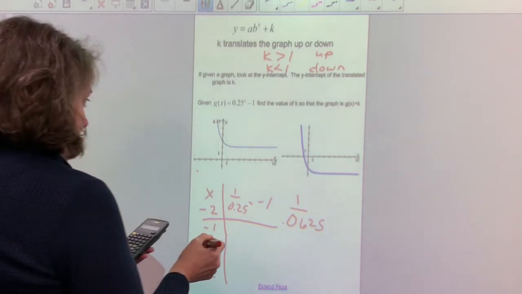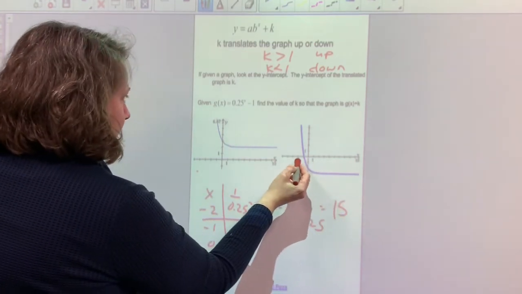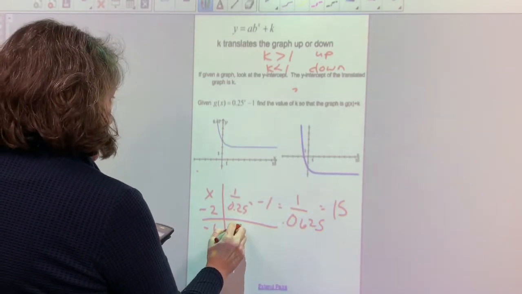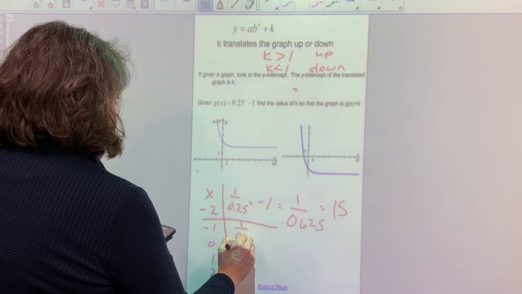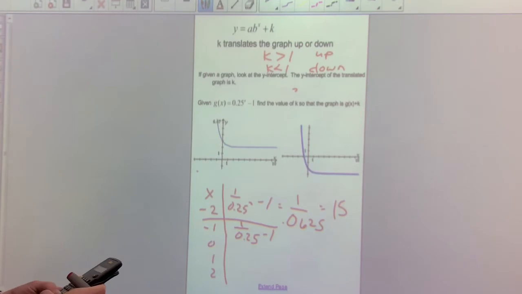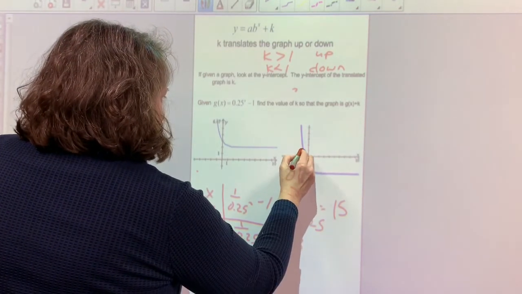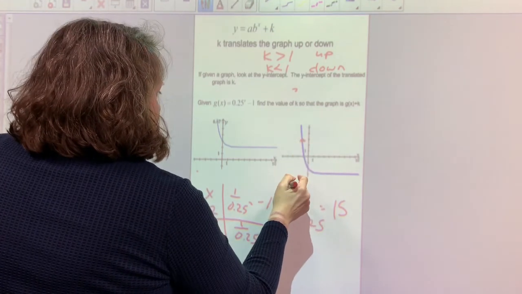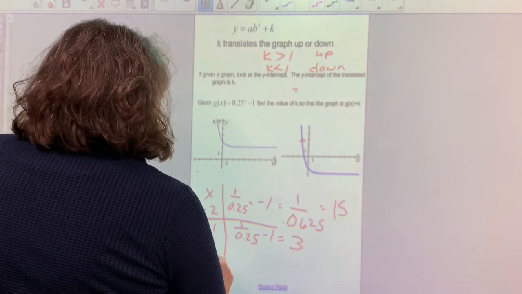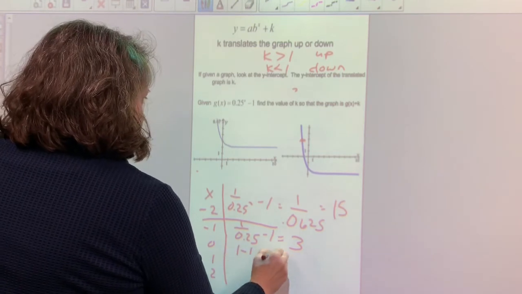Oh, 16 minus 1 is 15. So negative 2, 15 is way up here. Negative 1. So let's see here. 1 over 0.25 minus 1. 1 divided by 0.25 equals 4, minus 1. That is 3. Negative 1, 1, 2, 3. So that's here. Zero. That is 1 minus 1, which is 0.